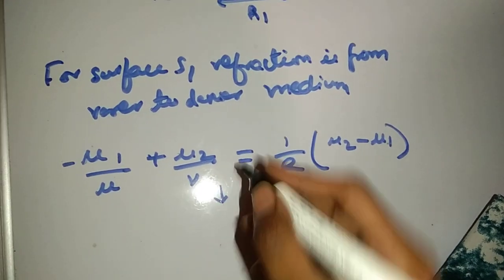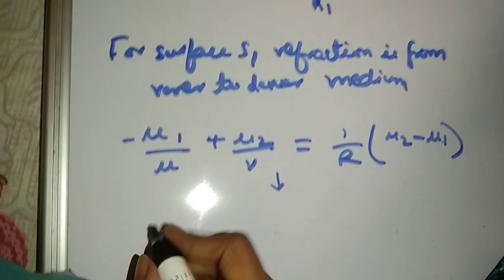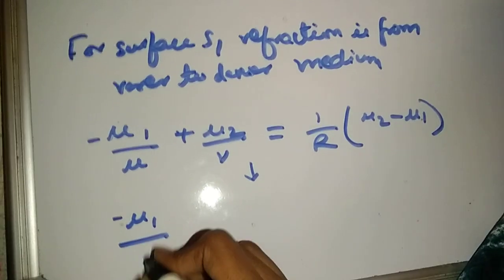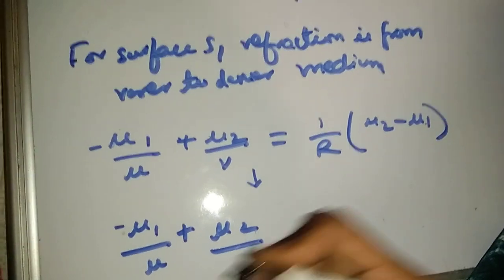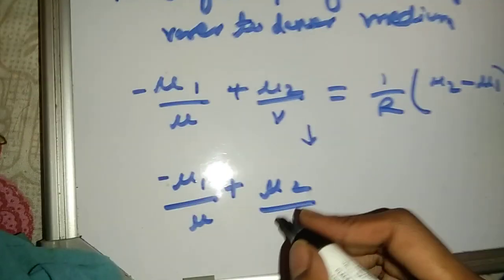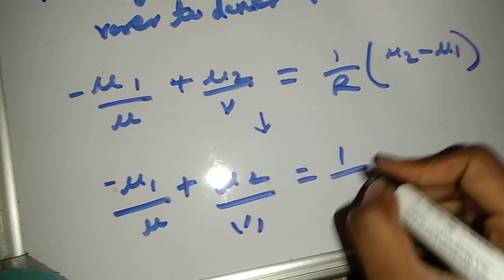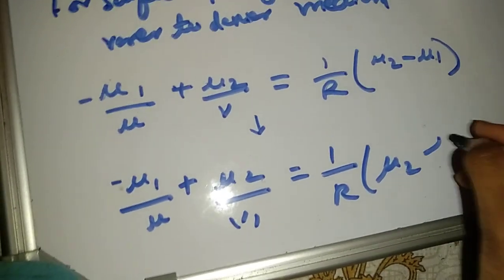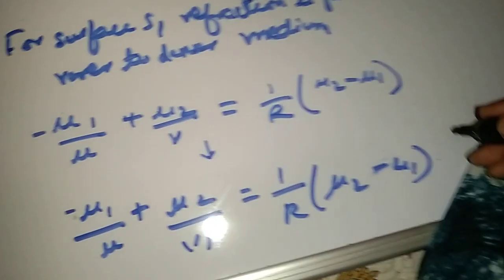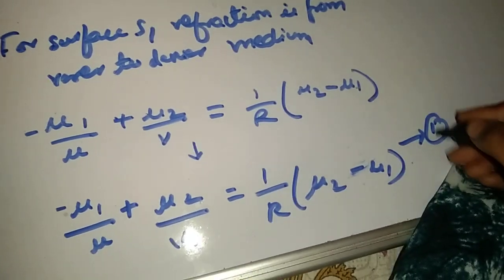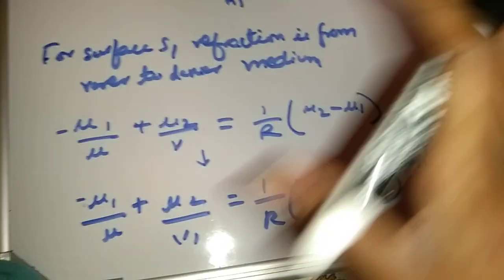Now we need to write this, but in the form of the diagram above. So let us write this as minus mu1 upon u, it's the same thing, plus mu2, but instead of V, here we have taken it as V1, right? So let us just write this as V1, equal to 1 upon R1 times mu2 minus mu1. Let us take this as the first equation. This is for surface S1.